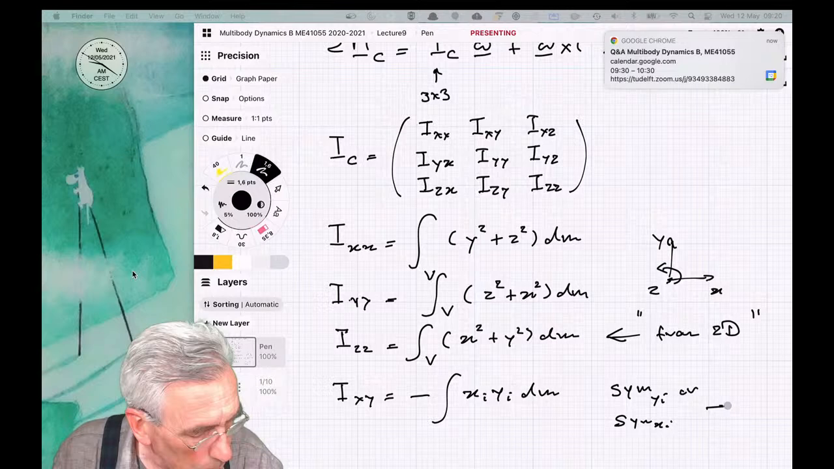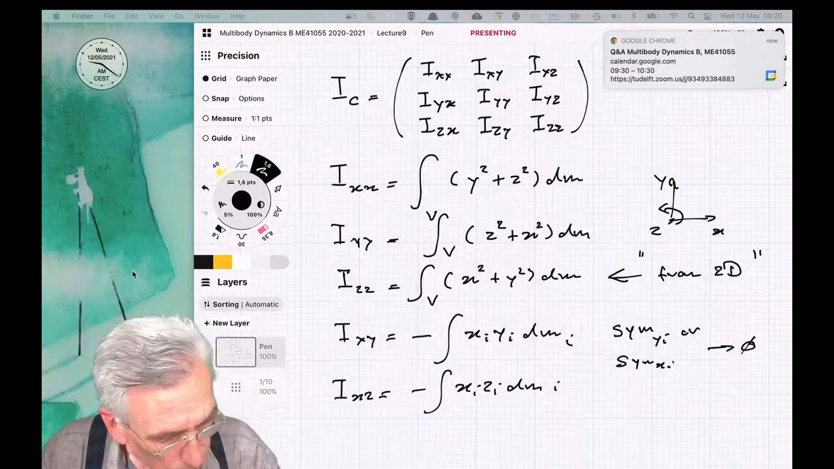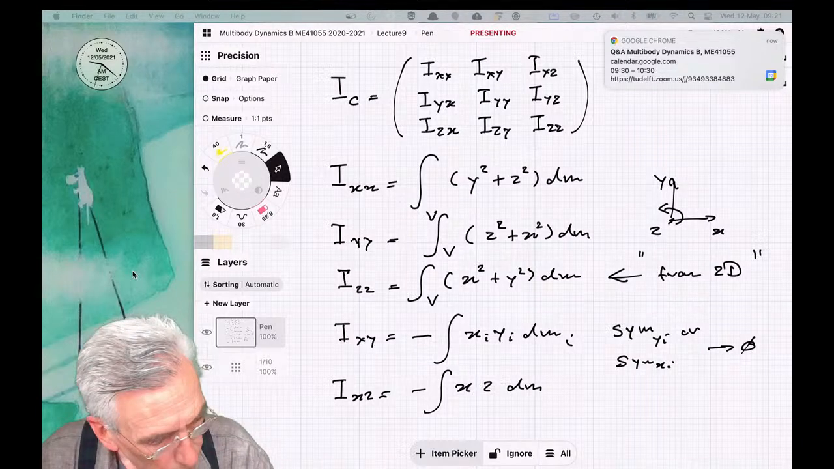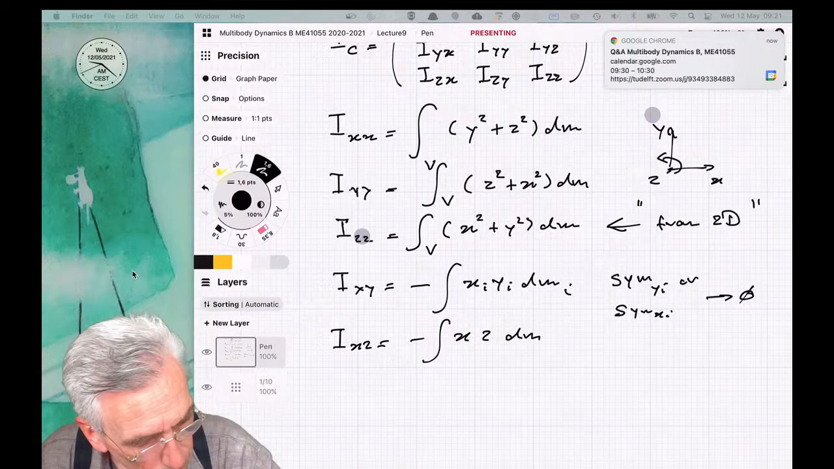And of course, likewise, we have the other terms. Ixz you can remember already; you can cook it up yourself. Oh, I can drop the i's, right? And then what was the next one? So the next one I have to show.